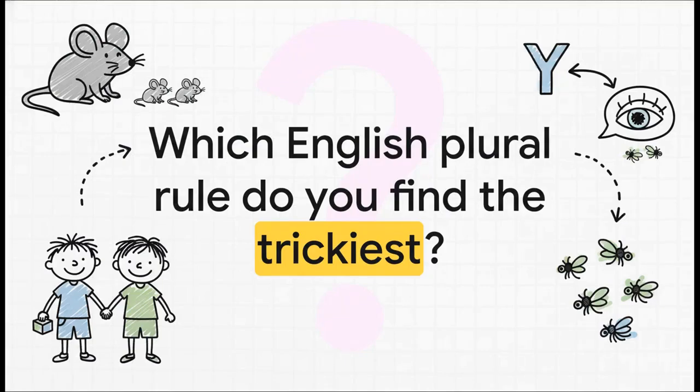Before you go, here's something to think about. Which of these rules do you personally find the trickiest? Is it that Y-ending rule, or maybe those totally strange irregulars like mice and children?